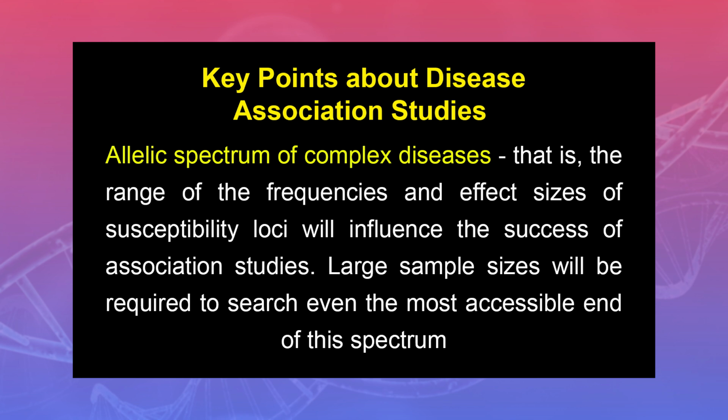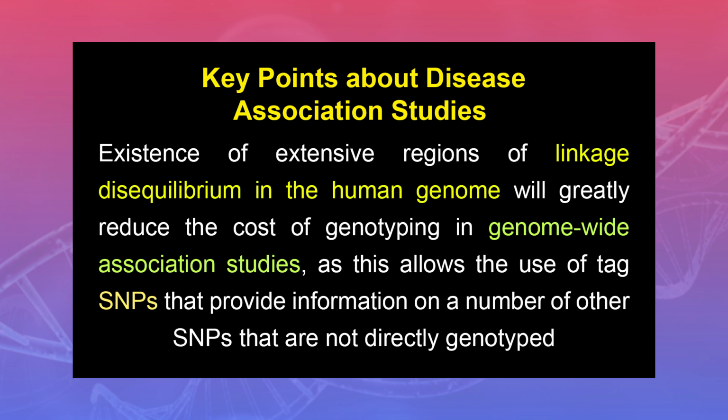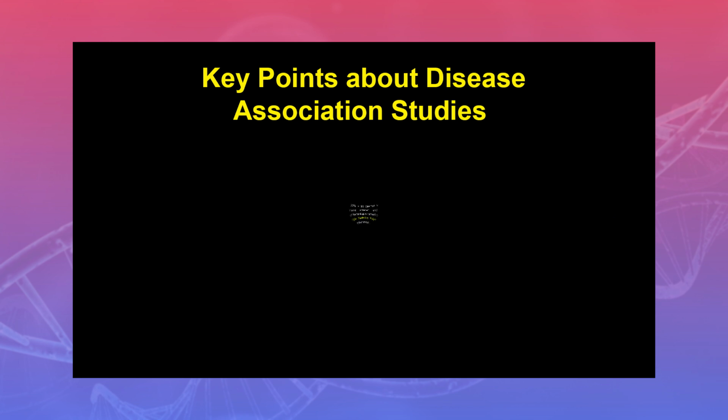Large sample sizes will be required to search even the most accessible end of this spectrum. The existence of extensive regions of linkage disequilibrium in the human genome will greatly reduce the cost of genotyping in genome-wide association studies, as this allows the use of tag SNPs that provide information on a number of other SNPs that are not directly genotyped.